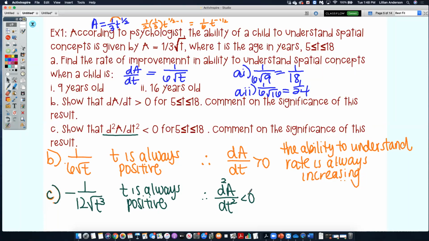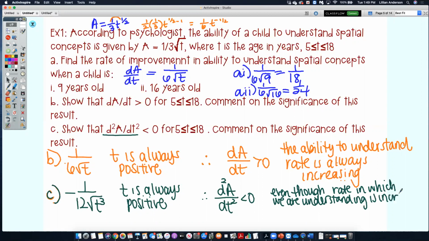So even though the rate at which we're learning or understanding is increasing, the rate... I'm about to write this, hold on. Even though the rate, how am I trying to say this? I think I can rework this.